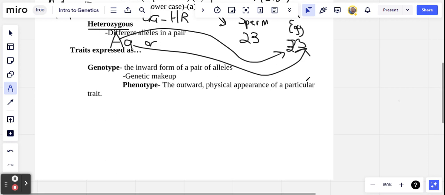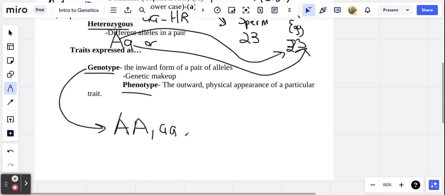And then two things to remember as well, and we'll be done here. This should look different. For some reason I put it on here, but we won't worry about it. Traits can be understood as a genotype or a phenotype. Genotype is talking about the inward form of alleles. So genotype would be capital A, homozygous dominant. Another genotype would be homozygous recessive. And then heterozygous would be this. Those are all genotypes. And these letters are arbitrary. You can make them what you want for a trait.